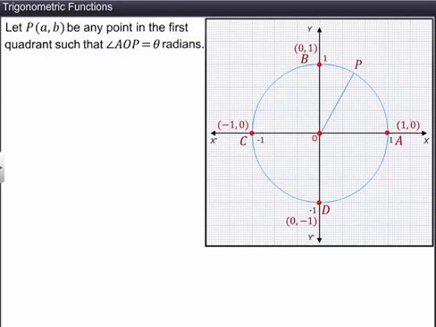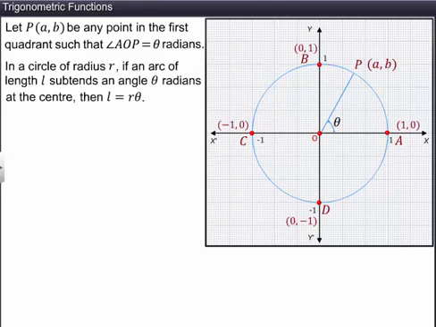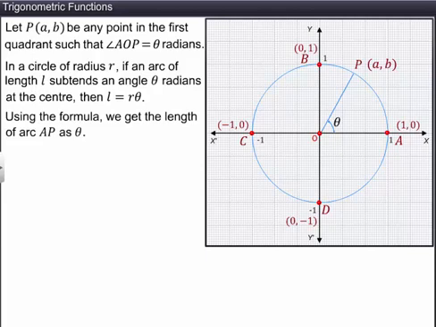Let P be any point on the circle with the coordinates A, B in the first quadrant, such that angle AOP is equal to theta radians. We know that in a circle of radius r, if an arc of length L subtends an angle theta radians at the center, then L is equal to r theta. Using the formula, we get that length of arc AP is equal to theta.